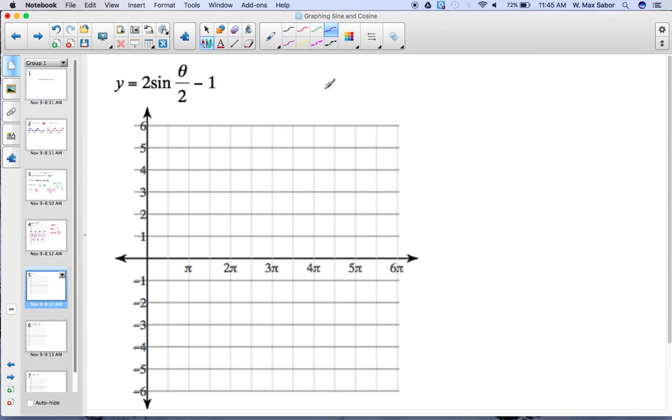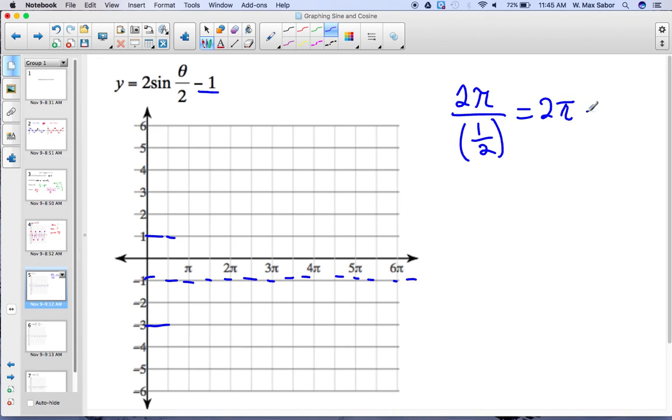Now let's do this one. We have a vertical shift down 1. The amplitude is 2, so it's going to be between +1 and -3. If I ask you about the range of this function, it would be between -3 and 1. And then our period is 2 pi over 1/2, which is 2 pi times 2 over 1, or 4 pi. So our period is 4 pi.